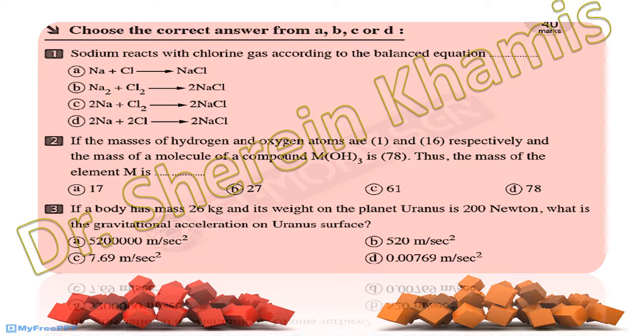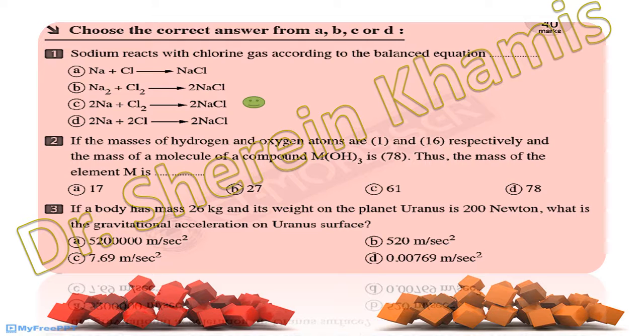So we have 2Na plus Cl2. That will give 2NaCl. The right answer will be letter C, 2Na plus Cl2 giving 2NaCl. Okay, let's go to question 2.